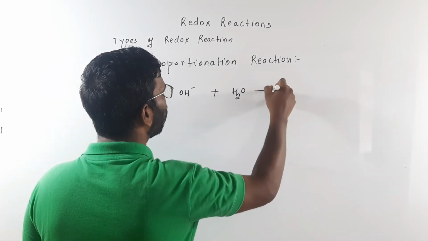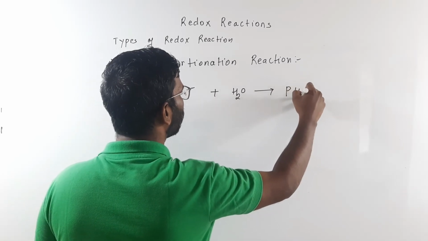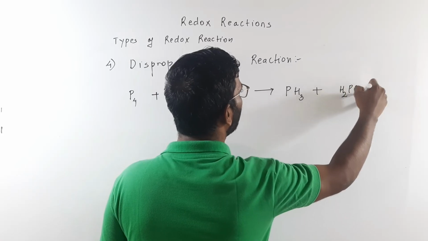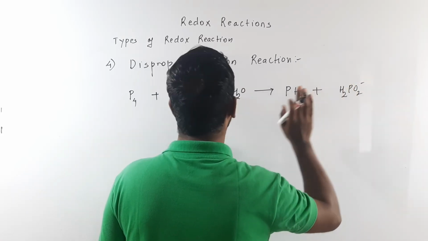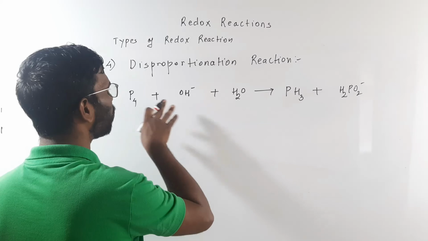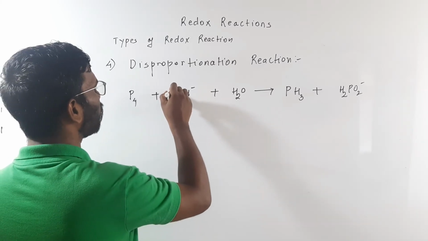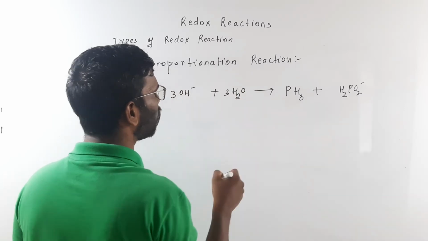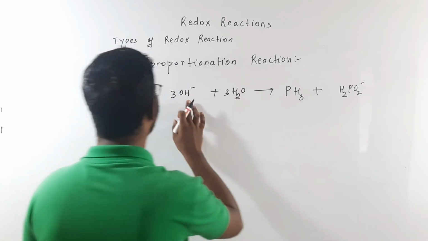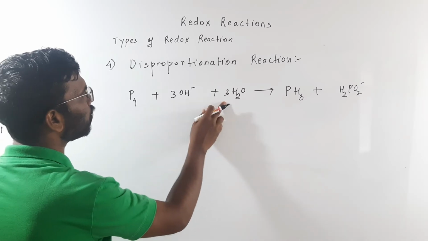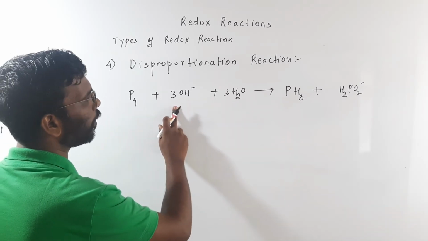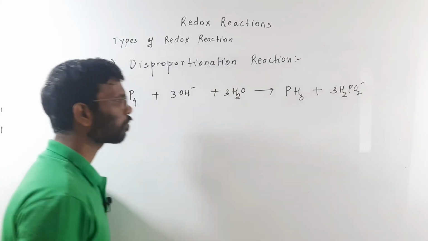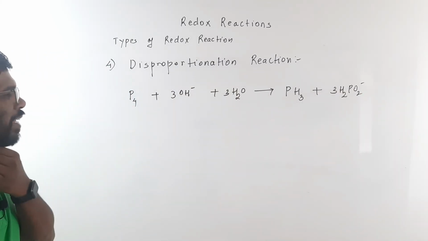What you get is phosphine and H2PO2 minus. We'll put this base and water, and put 3 over here, and here 3, 3, 3, and 6 and 9. So this is the balanced chemical equation.